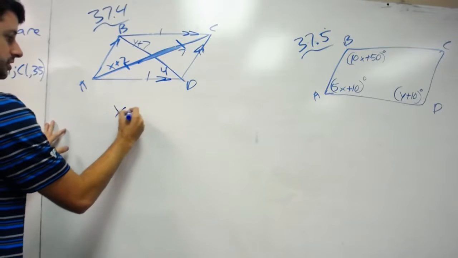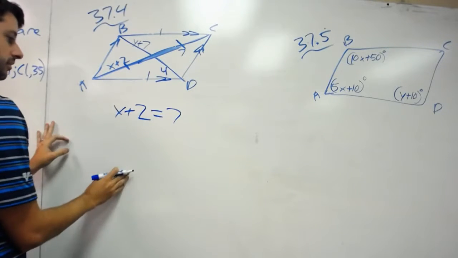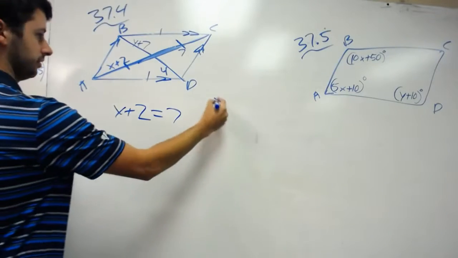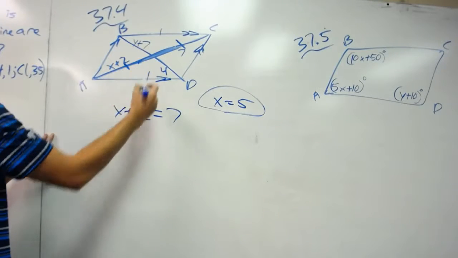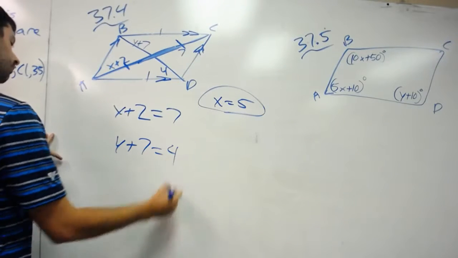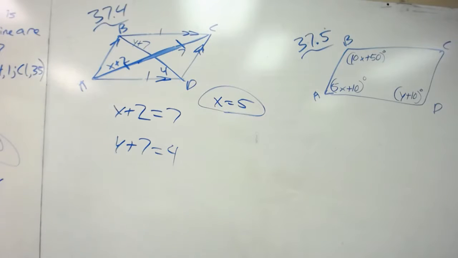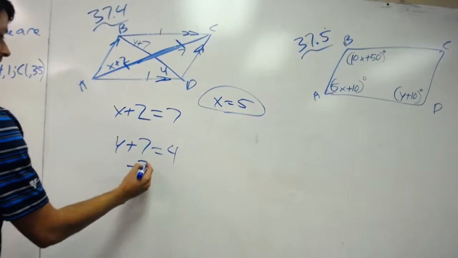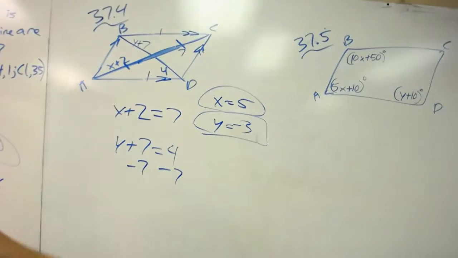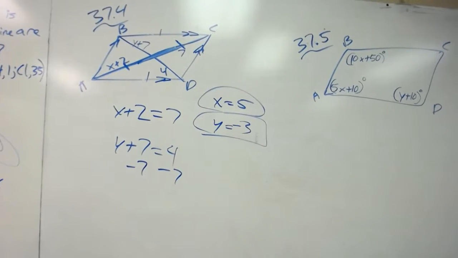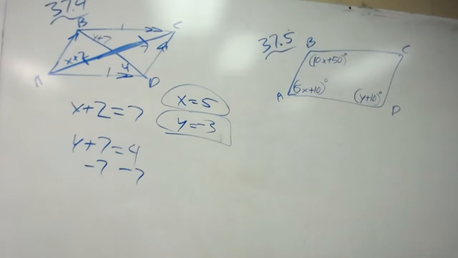So we could say x plus 2 equals 7. Therefore, x would be 5. And then we could say y plus 7 equals 4. And then you find that y is -3. So that would be your answer. -3 isn't the side length. That wouldn't work. There's no negative sides. But y would be -3. So that's all there is to that one.